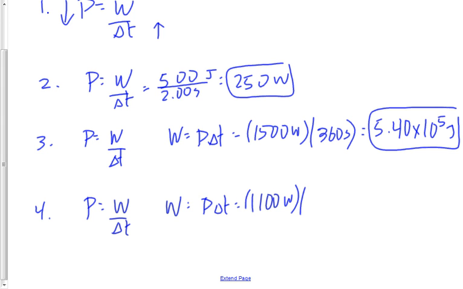We turn it on for 2 minutes. 2 minutes is 120 seconds. Multiply those two numbers together. So we get 1.32 times 10 to the 5 joules.